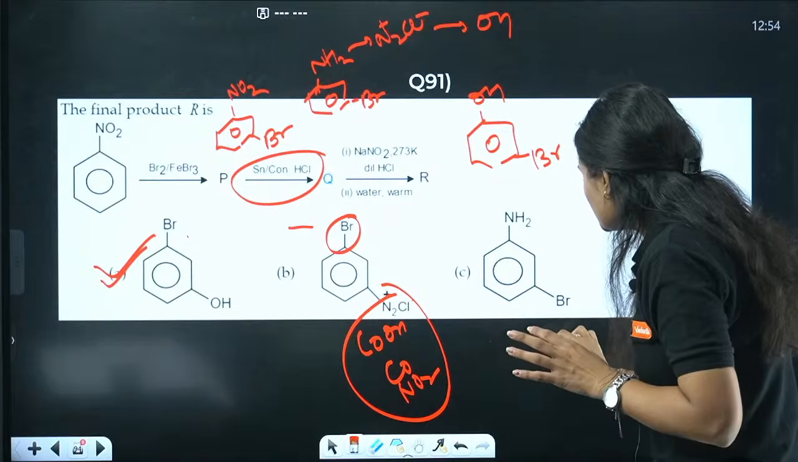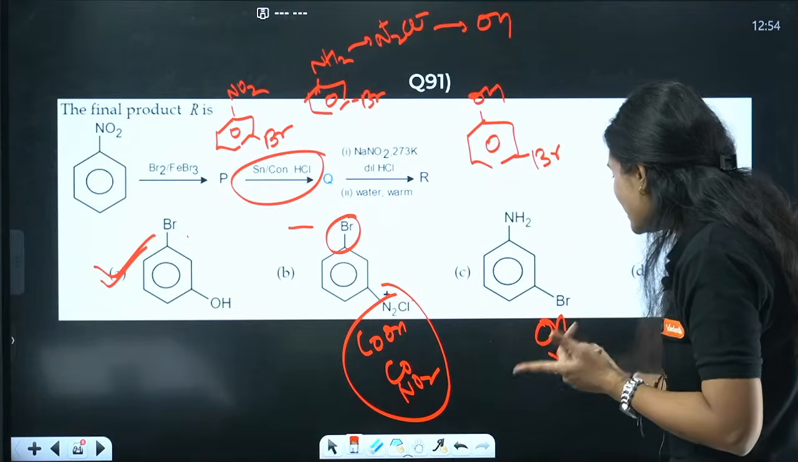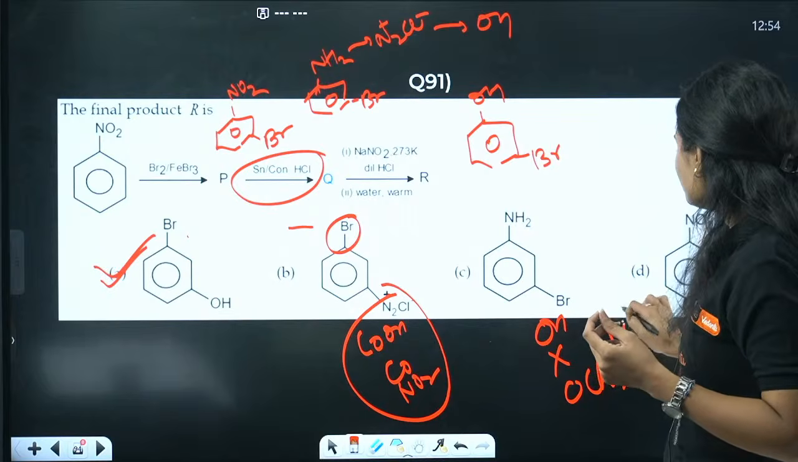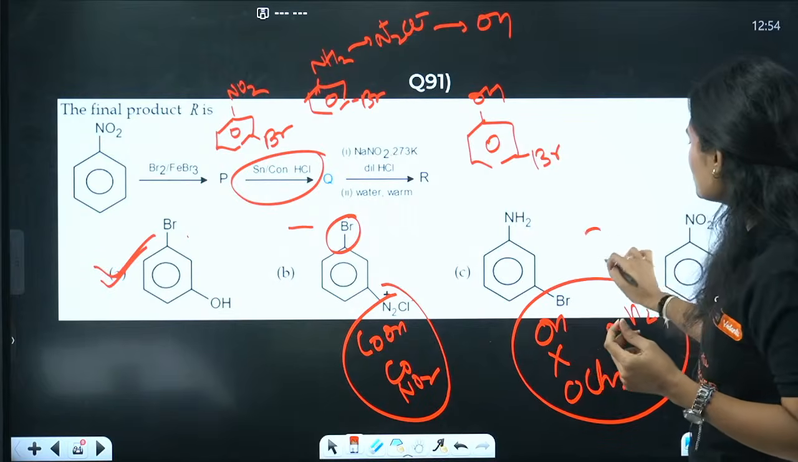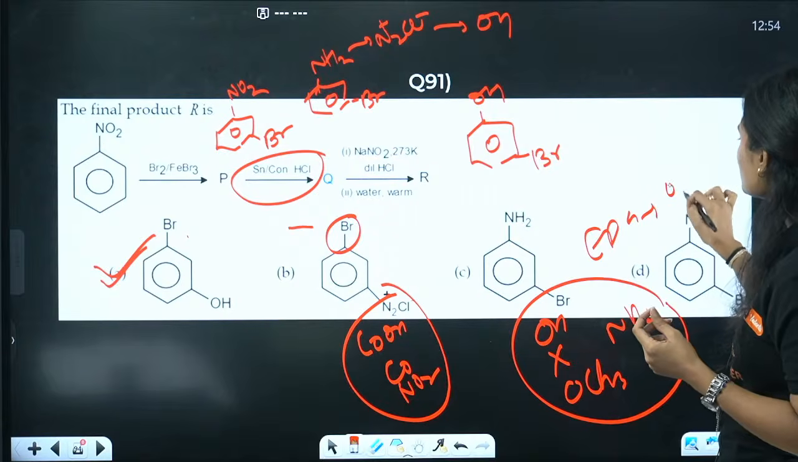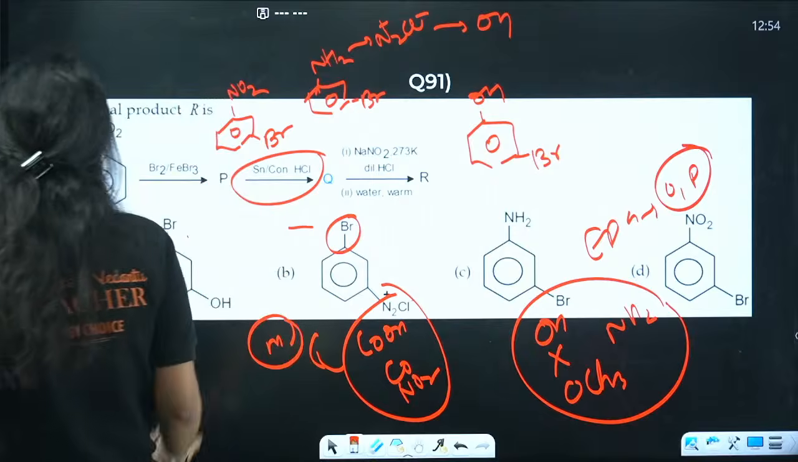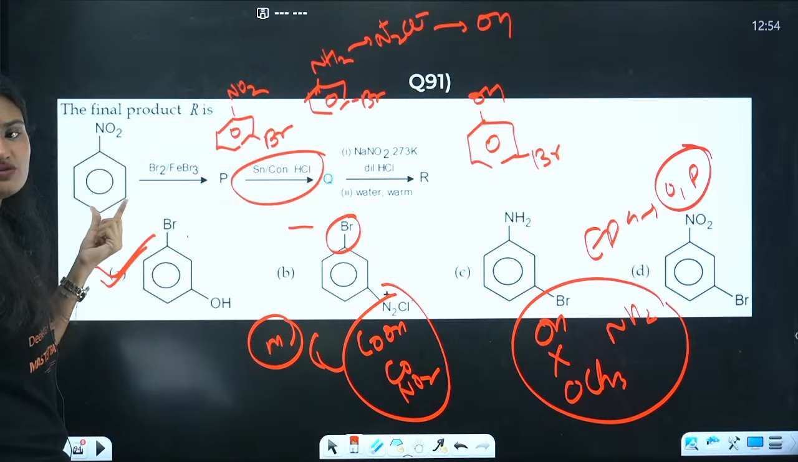And if you have OH, halogen, OCH3, or NH2, these are your electron donating groups. Electron donating group means the product will be ortho and para-directing. In this case, the product is meta-directing. Again, the nitro compound is there, so a meta product will form.